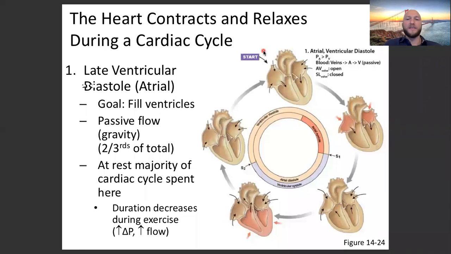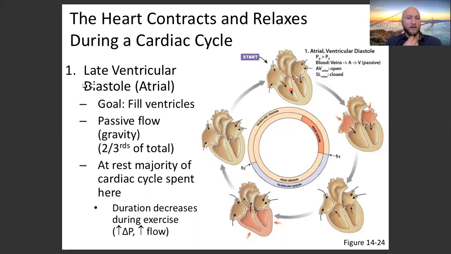All right, so the heart contracts and relaxes throughout the cardiac cycle. Ventricular diastole and atrial diastole. This is when the heart is relaxed. We're going to have the lowest pressure in the ventricle, a little bit higher in the atria, a little bit higher in the veins. So blood is flowing from veins into the atria, into the ventricles. The pressures are already set up so that passive flow is occurring in the ventricles. 2/3 of the ventricular filling is passive during this.